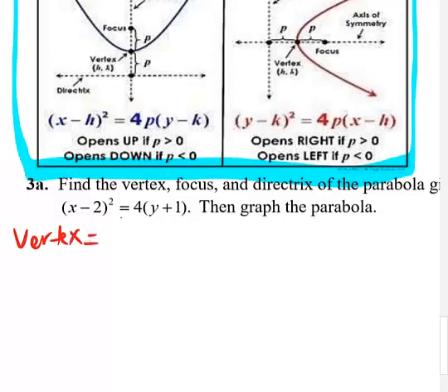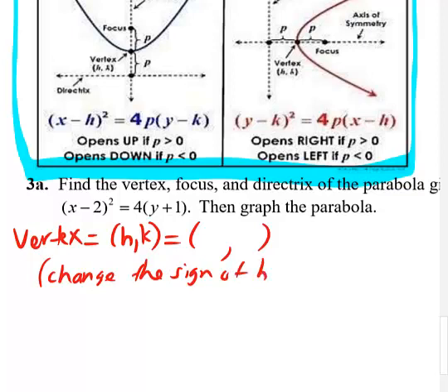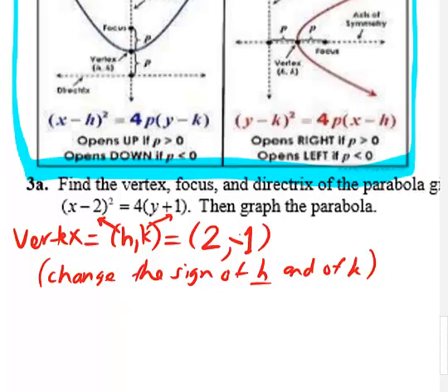The vertex, (h, k), is not going to be (0, 0), because there actually are values inside the parentheses with x and y. So remember, just like with the center of the ellipse and the hyperbola, you're going to change both signs. Change the sign of h and of k, both. So h is supposed to be the number that's inside the parentheses with x, negative 2, but I'm changing its sign to 2. And then k is supposed to be the number that's inside the parentheses with y, 1, but I'm changing its sign to a negative. So I know the vertex is (2, -1).